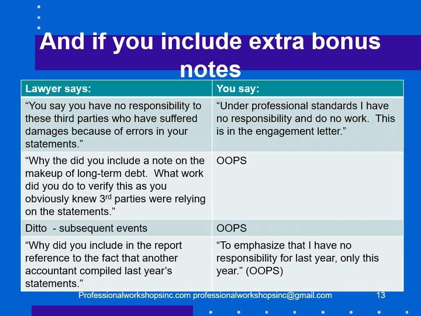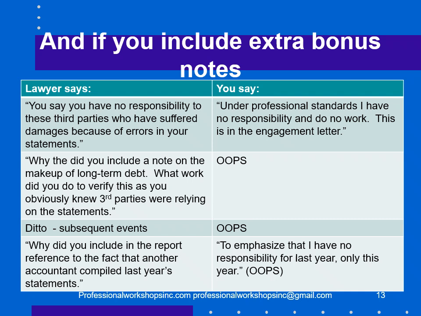Now, what would then happen if you had included extra bonus notes or extra bonus words? And the lawyer will say, well, you say you have no responsibility to these third parties who have suffered damages because of errors in your statements. And you say, under professional standards, I have no responsibility to do any work, and I do no work, and this is an engagement letter. To which the lawyer will probably say, well, the third party didn't get the engagement letter, but never mind.